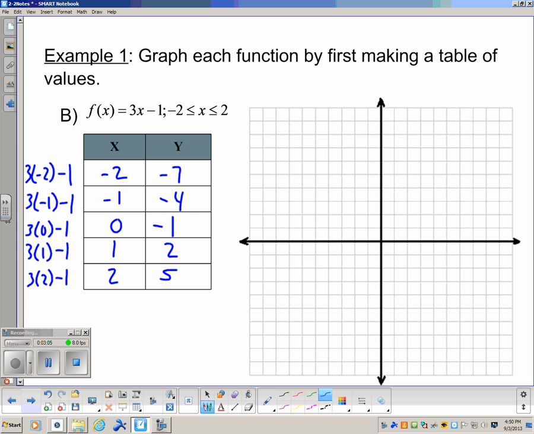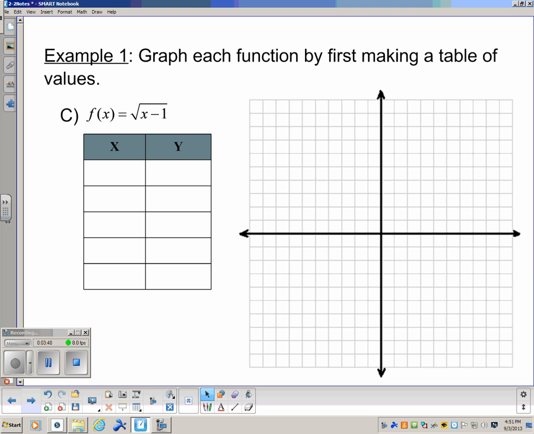So negative 2, negative 7. Then negative 1, negative 4. And 0, negative 1, and 1, 2. And then 2, 5. I'm just going to connect them, but I'm not going to extend it beyond, because my x values aren't supposed to go beyond. It says x is supposed to be between negative 2 and 2. So there's my graph this time, just a diagonal line, with x values between negative 2 and 2.